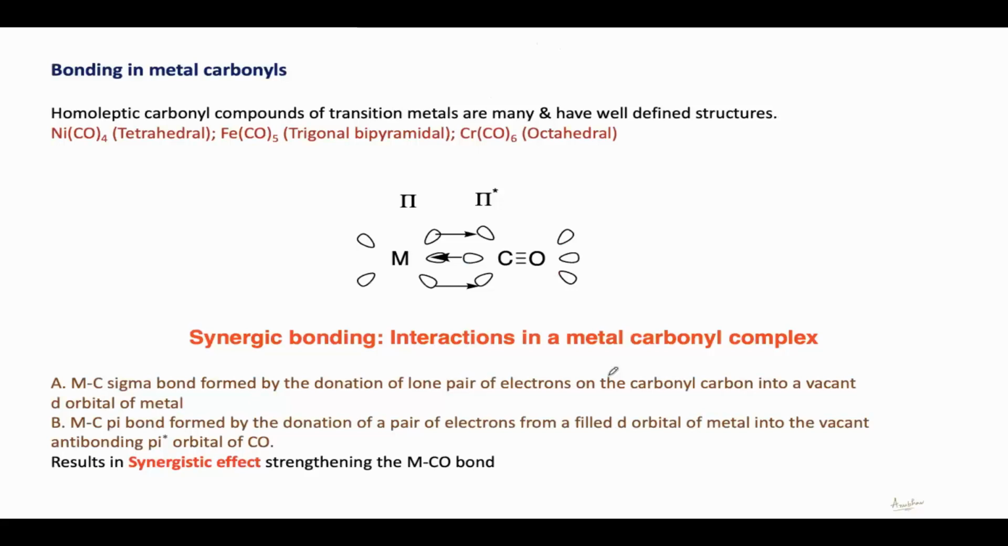Lastly, we will talk about the bonding in metal carbonyls. In some previous cases also, I have discussed a little bit on the metal carbonyl bonding. Now here also the bonding can be explained. The homoleptic carbonyls, homoleptic meaning the compounds which contain only carbonyl ligands, are formed by the majority of the transition metals. You can see Ni(CO)4, which is tetrahedral, Fe(CO)5, which is trigonal bipyramidal, and Cr(CO)6, which is octahedral.